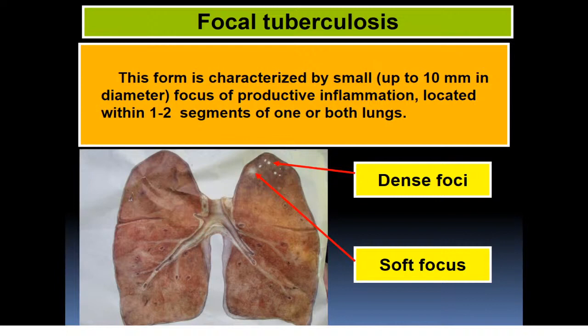And on this picture, you can see dense foci on the apex of the left lung, dense foci, and a soft focus without clear contours.